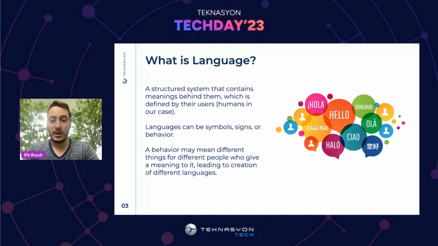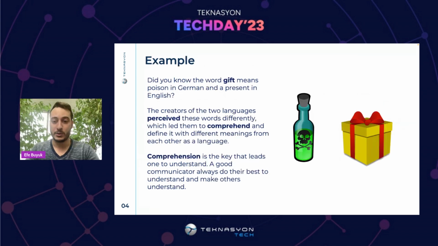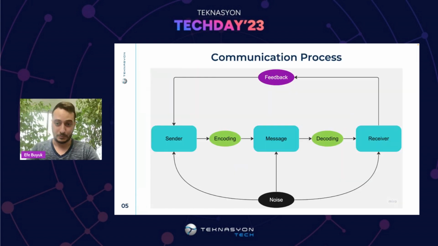A behavior may mean different things for different people who give meaning to it, leading to the creation of different languages. For example, did you know the word gift means poison in German and present in English? The creators of the two languages perceived these words differently, which led them to comprehend and define different meanings from each other. So comprehension is the key that leads one to understand, and a good communicator always does their best to understand and make others understand.